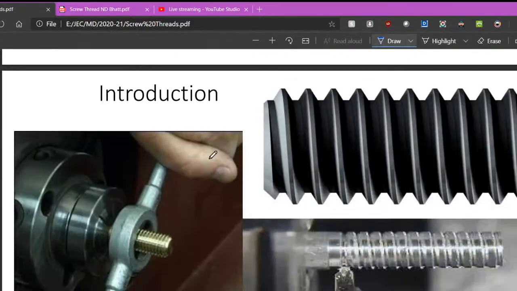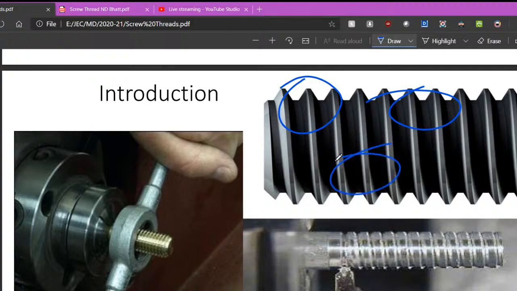So when you see a screw thread, what comes to your mind? You see the screw threads, this shape. These shapes are called threads. So how do we get threads? To get a thread, what do we have to do? We have to take a cylindrical bar.